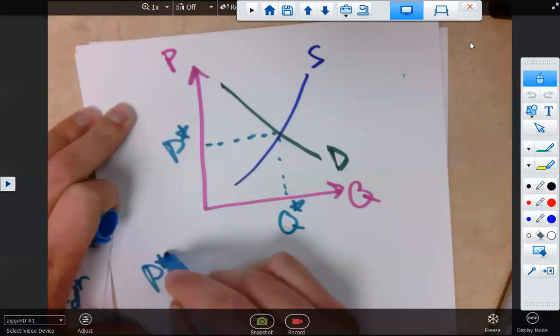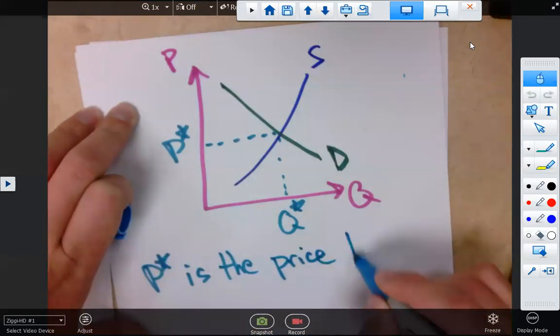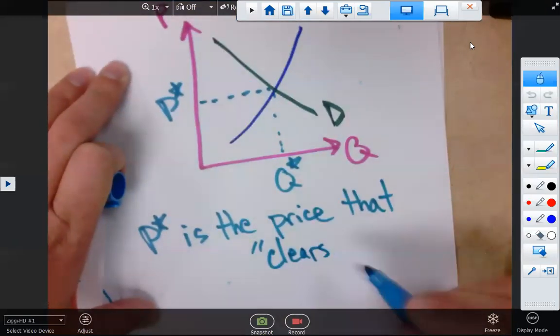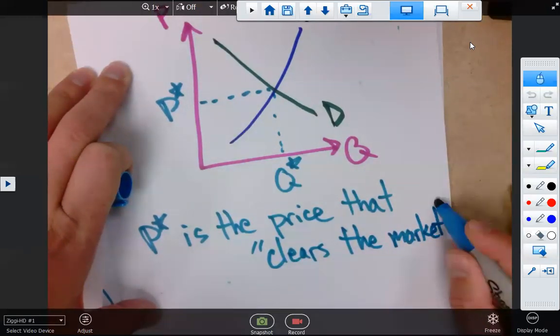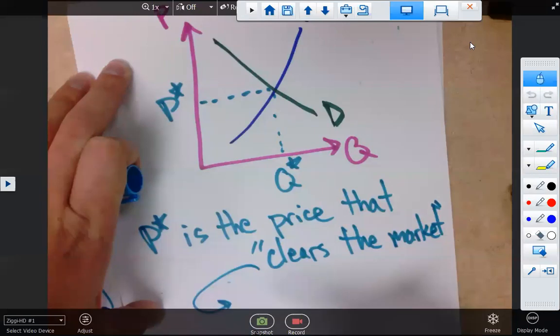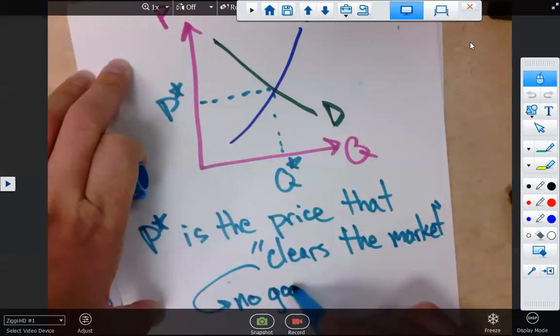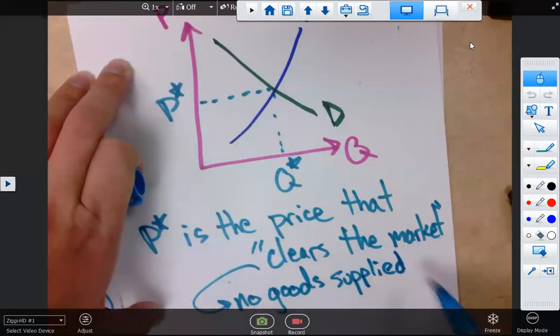So P star is the price that clears the market. What do I mean by clears the market? Well, I mean that there's no goods supplied that are not purchased.